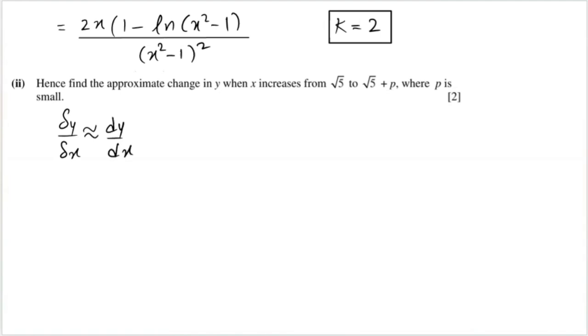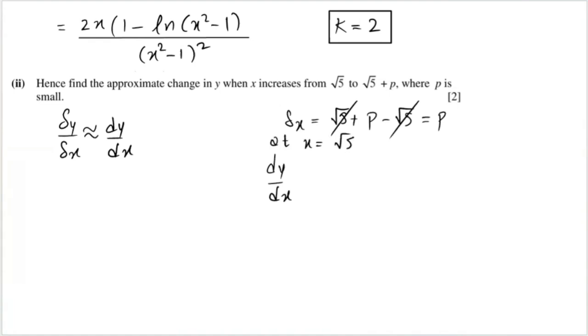So what is the initial value? Let's get delta x. The final value is root 5 plus p, take out the initial value. So you'll be left with p, right? So now we find dy over dx at x equals root 5, the initial value. Okay, this is where the change begins.